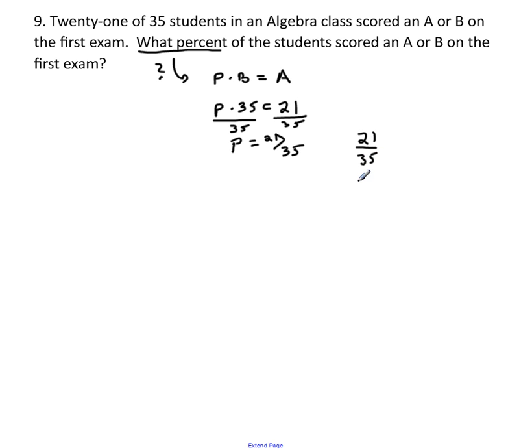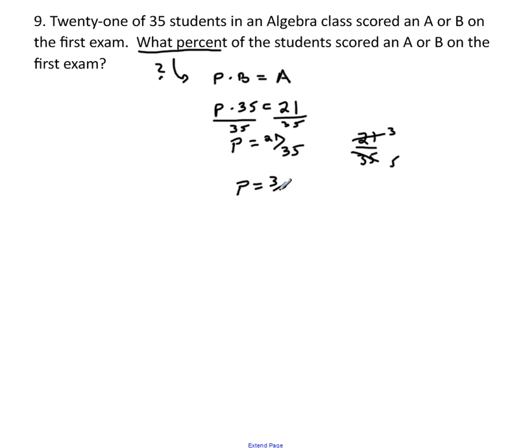Anytime I run into a fraction, the very first thing I always do is reduce the fraction. So let's divide both of these by 7. What do we get? 21 divided by 7 is 3. 35 divided by 7 is 5. So in fact, our value for P is 3/5. But we're still interested in what percentage that would be equal to.